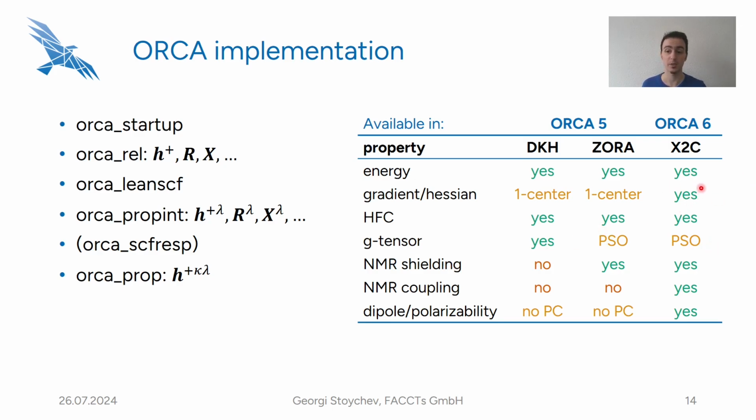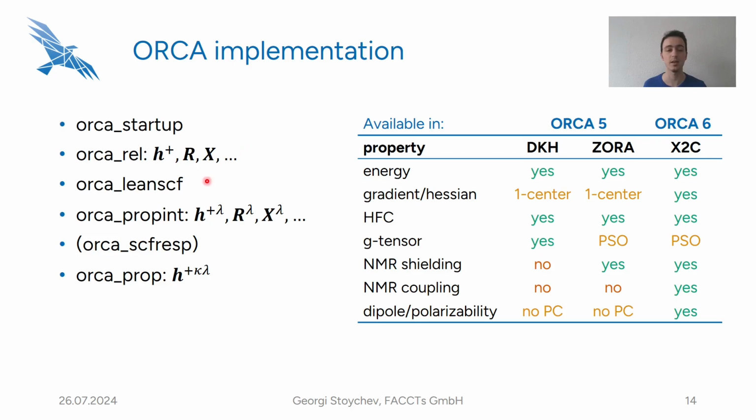But we do have picture change corrections for the gradient and Hessian, and that is important, and I will show you in a bit. Now the calculation usually proceeds as follows. After the initial startup, we have the ORCA rel module, which performs the X2C transformation and stores the effective Hamiltonian on disk, as well as some intermediates.